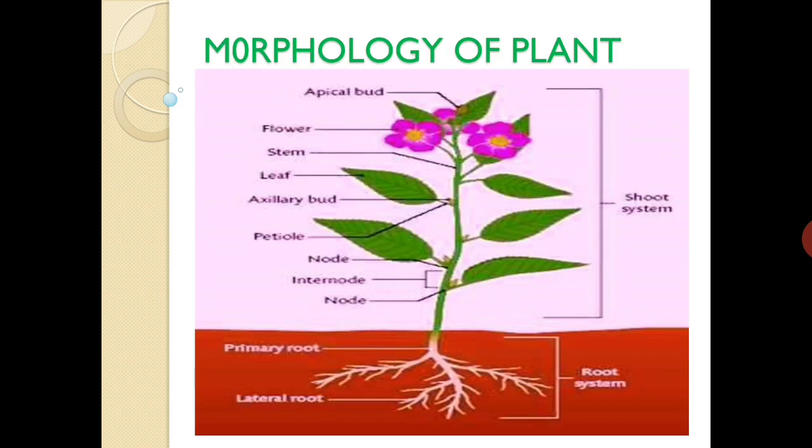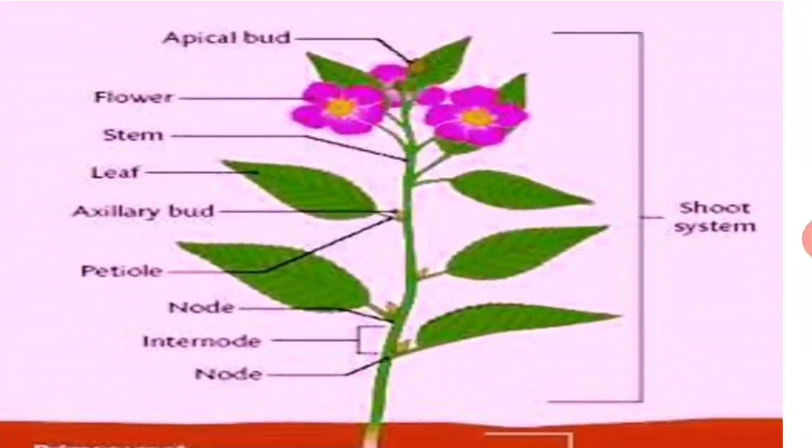So, look at this picture. This is an entire plant, in which you see the morphology, meaning the external features of any typical plant.